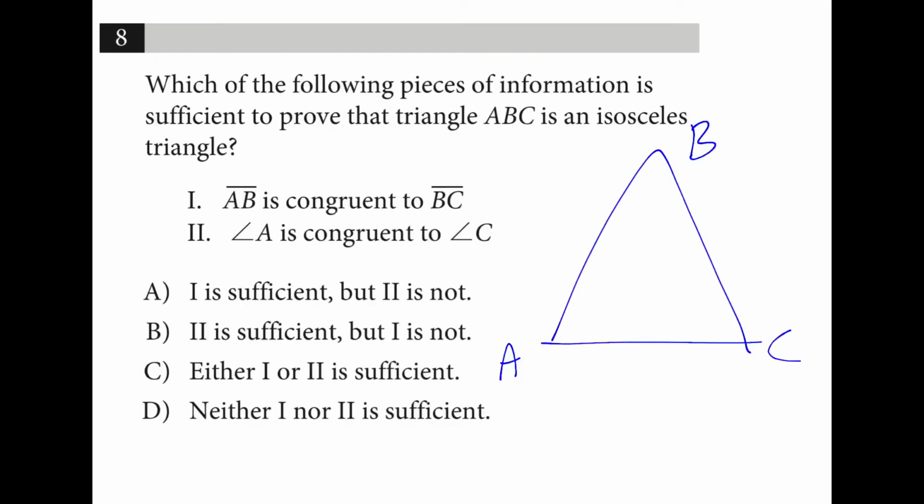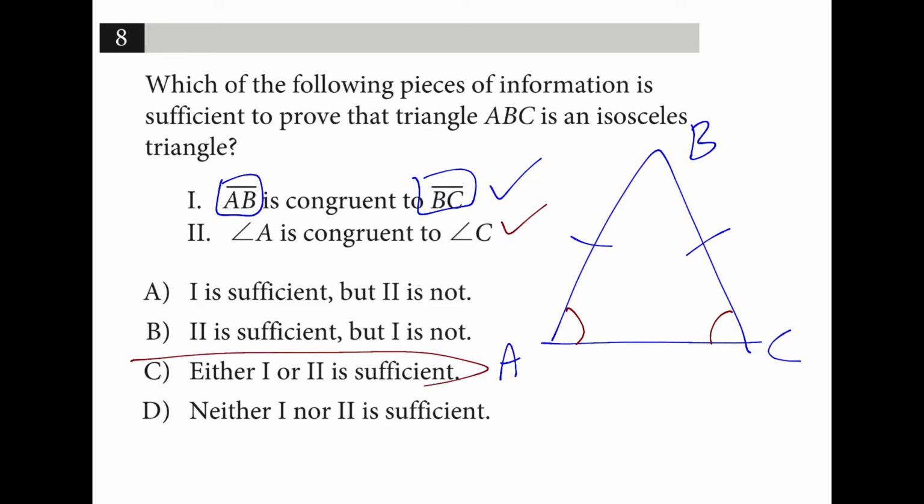Here's triangle ABC. If we say that AB is congruent to BC, two side lengths are the same, so it is isosceles. Another property of isosceles triangles is that the base angles are congruent. Angle A and angle C are the base angles. So in that case, we also know it's an isosceles triangle. So either one of these things is sufficient.